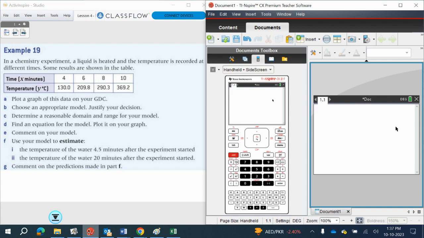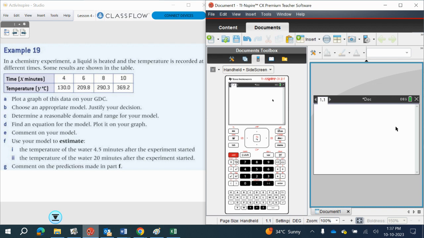Take your calculator in your hand at this point. You need to have your calculator in your hand. You need to bring your calculator to class.